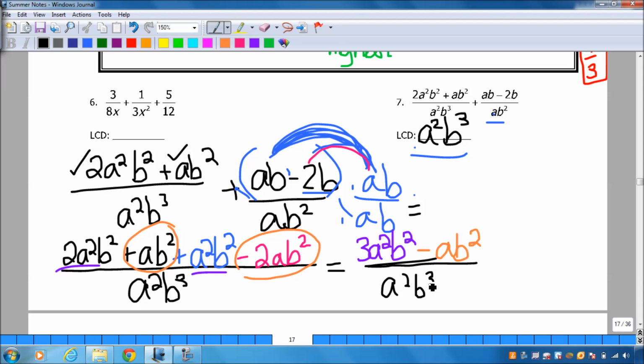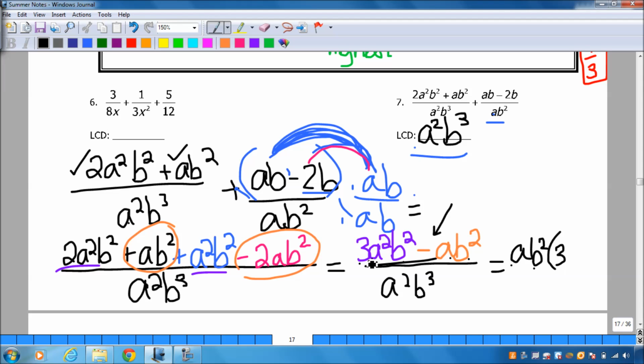We are almost done. Next thing I need to do is look at my numerator. Is there any way I can factor it? The answer to that is yes, there is a GCF. Both terms have an a in common, and both terms have a b squared in common. All right, so I'm going to factor that out. So if I divide 3a squared b squared by ab squared, 3 divided by 1, remember there's an invisible 1, becomes 3.